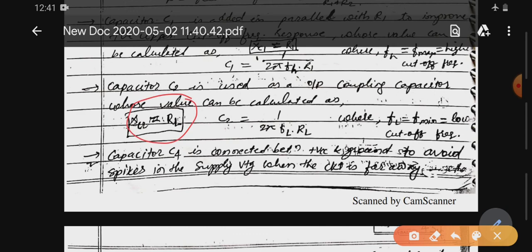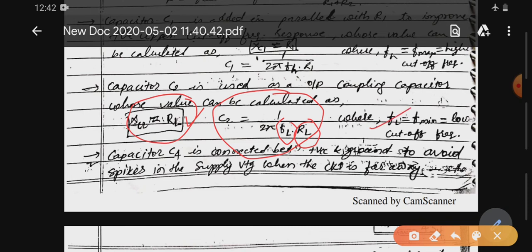Okay, so based on that, you have to keep in mind this formula. C2 can be calculated as C2 is equal to 1 upon 2 pi FL into RL, as it improves the lower cutoff frequency response. Therefore FL is considered here, and it is related with RL, therefore RL is there in the denominator. So C2 is equal to 1 upon 2 pi FL into RL, where FL is the lower cutoff frequency.